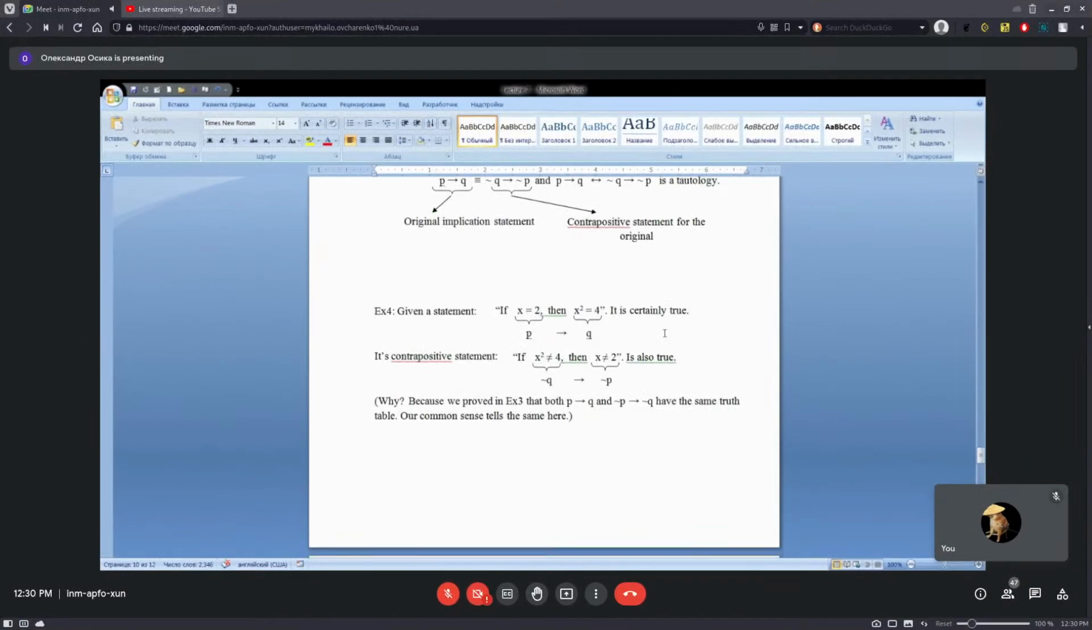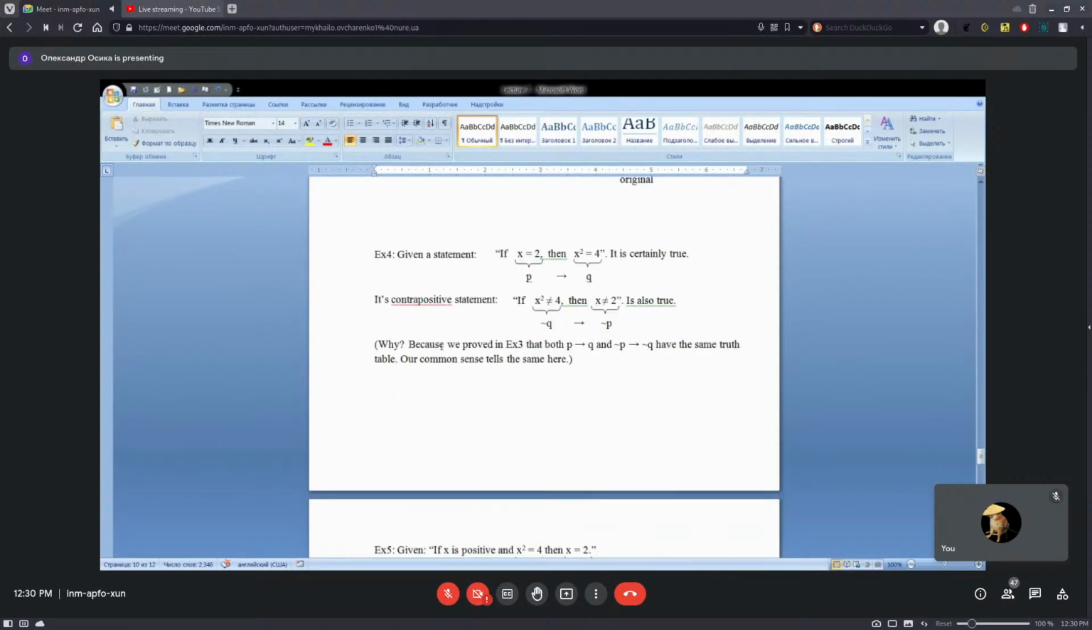And here are more substantive problems. Given a statement: if x equals 2, then x squared, or raised to the power 2, is 4. It is certainly true. We know that it is true. Why? Because from mathematics, certainly it is true. Its contrapositive statement.